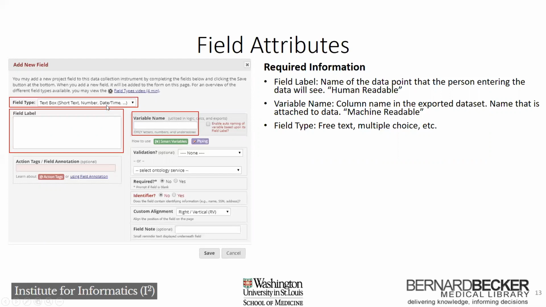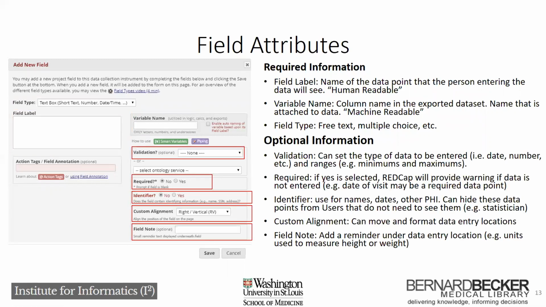So a text box is just free text. You can also do multiple choice. You could have a calculated field that calculates values based on values entered in other data entry points. Some optional information are data validation. So here's where you can say this field has to be a date, or this field has to be an email address, things like that. You can make a field required. You can mark a field as an identifier, and then you can change some alignment to your field, and you can add some notes to your fields, and I'll show you how to do all of that.